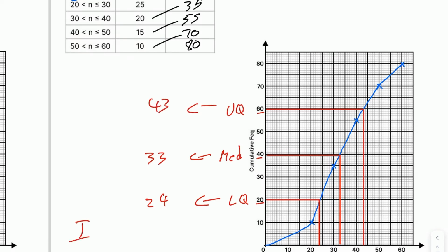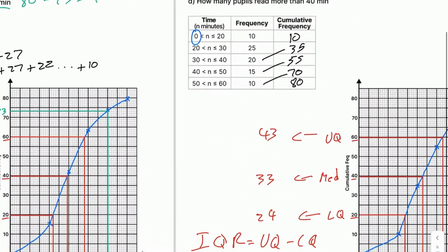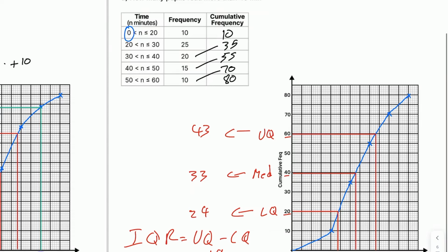And then the interquartile range is just going to be the upper quartile take away the lower quartile. So in this case, it's just going to be 43 take away 24, which gives us 19. And then finally, how many people read more than 40 minutes? So 40 minutes is there.